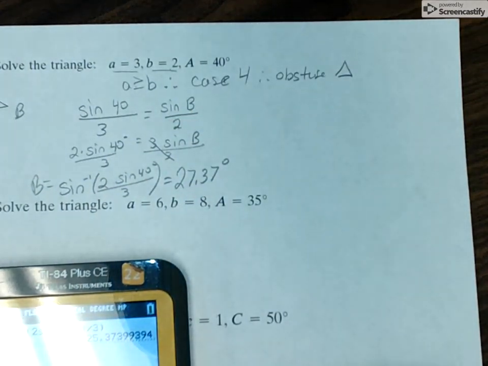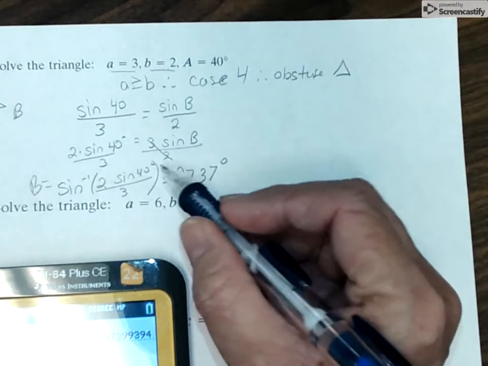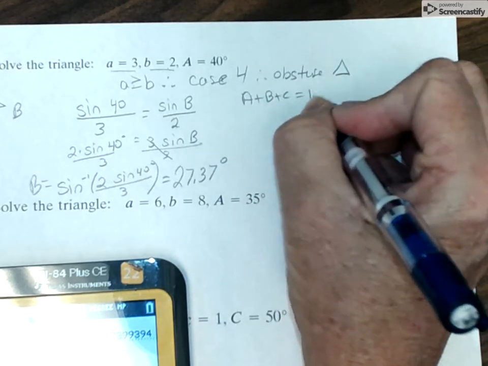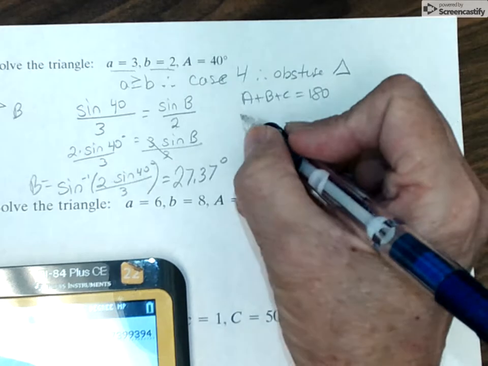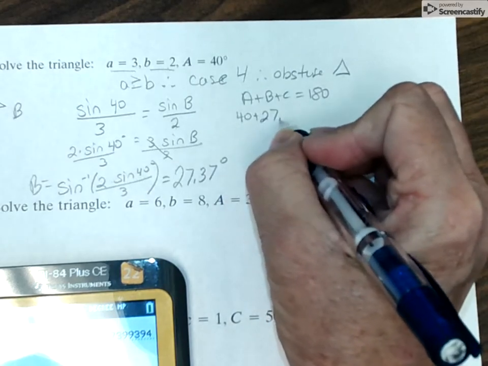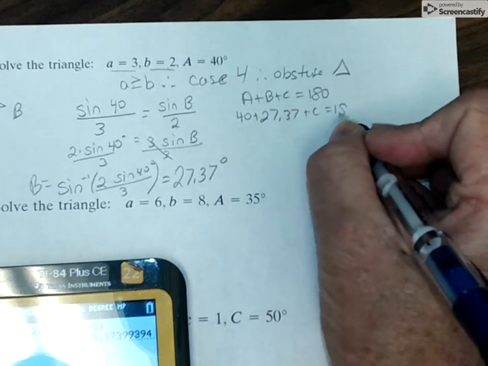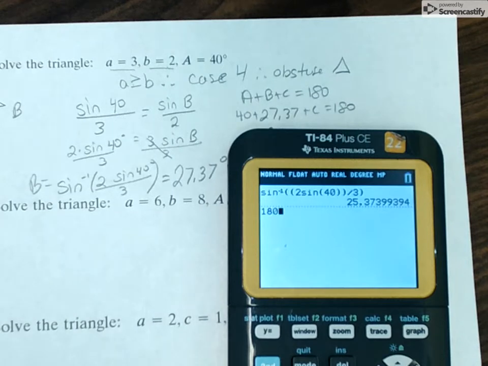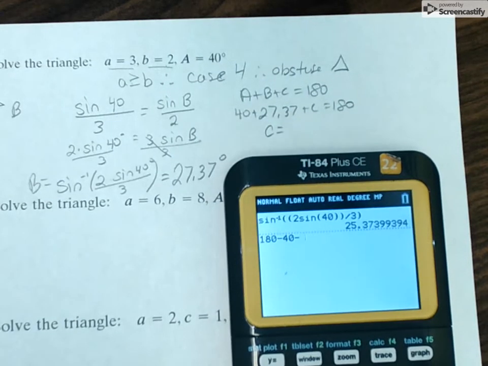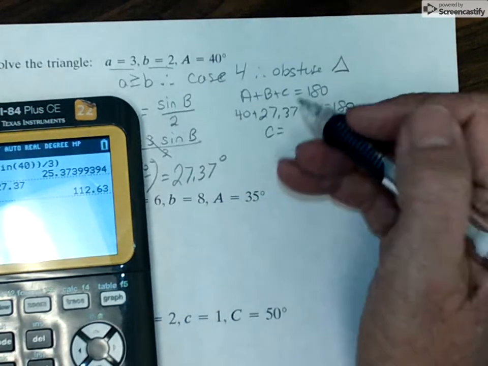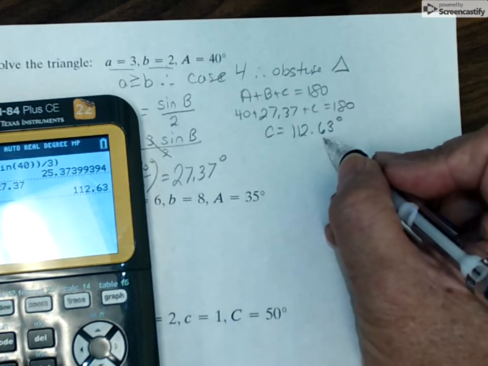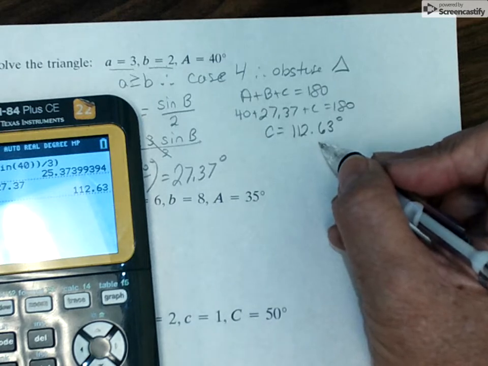Okay, so we've got angle B. If we know B and we know A, we should be able to find C, because A plus B plus C has to equal 180 degrees. So 40 plus 25.37 plus C equals 180. C must equal 180 minus 40 minus 25.37, 112.63 degrees. Okay, and yes, that is obtuse. So great, that is what we thought it was.